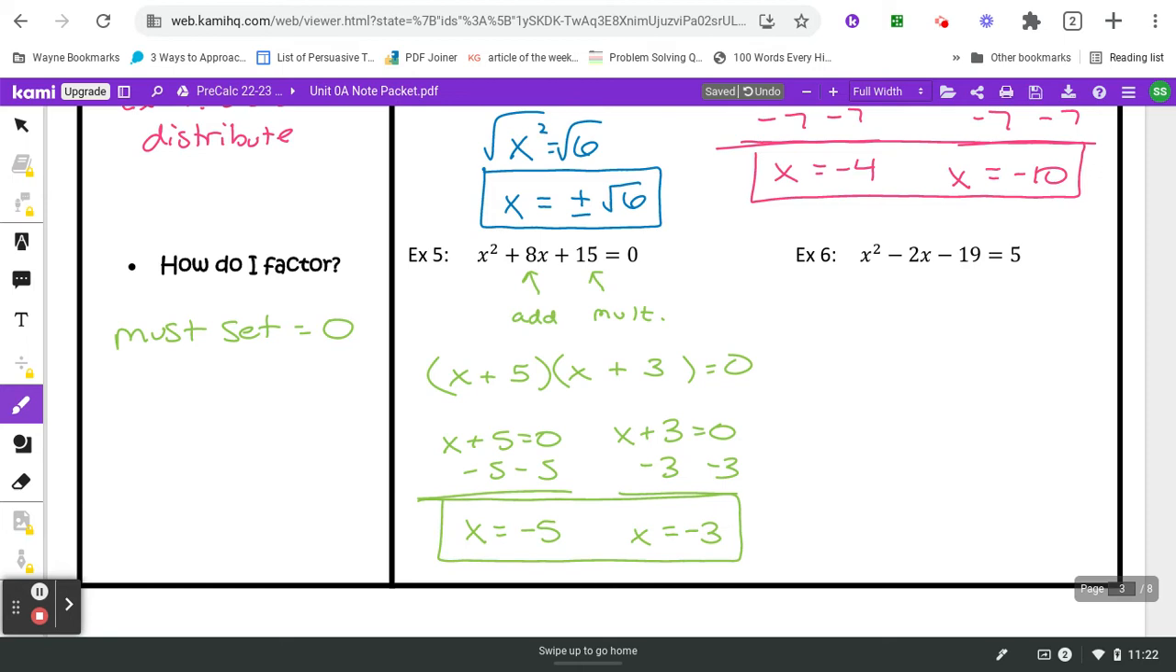For example, number 6, notice it's not equal to 0, so we're going to start by moving this 5 to the other side. And the 5 is a regular number, so we're going to line it up with the other regular number, the minus 19. If it had an x on it, we want to put it under the 2x. If it was 5x squared, bring it under the x squared. So always line up your like terms together.